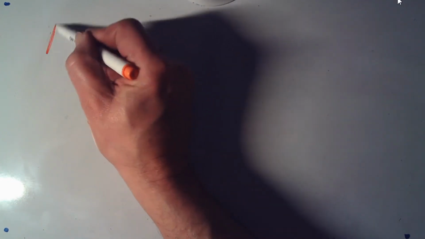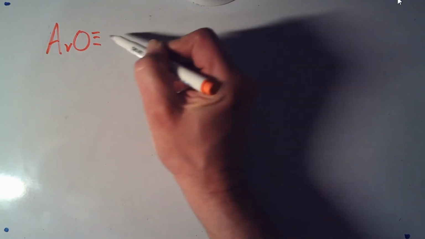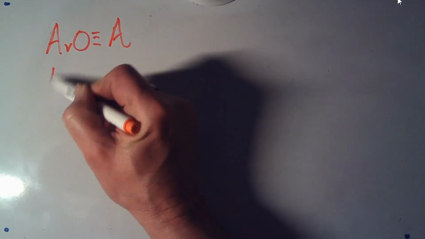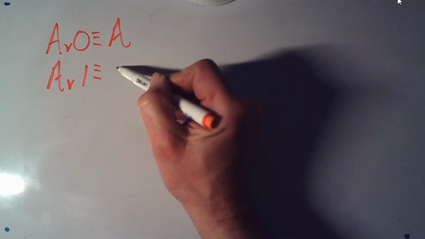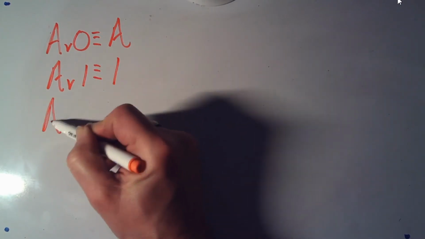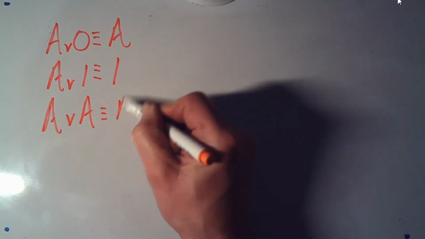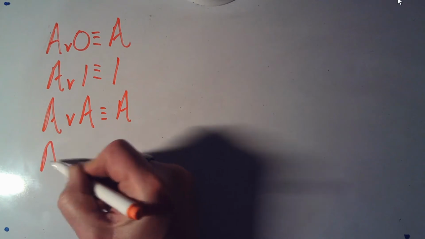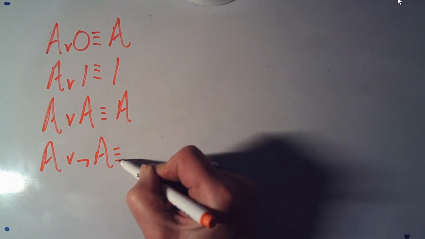So we start off with A ORed with 0 is logically equivalent to A. A ORed with 1 is always logically equivalent to 1. A ORed with A is always logically equivalent to A. And lastly, A ORed with not A is always logically equivalent to 1. So where do these rules come from?